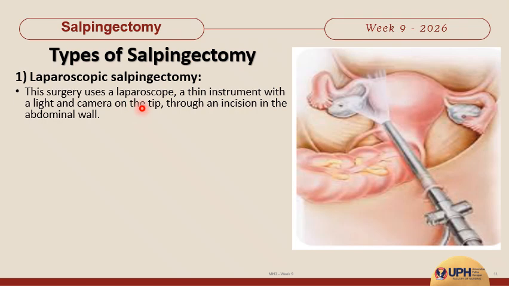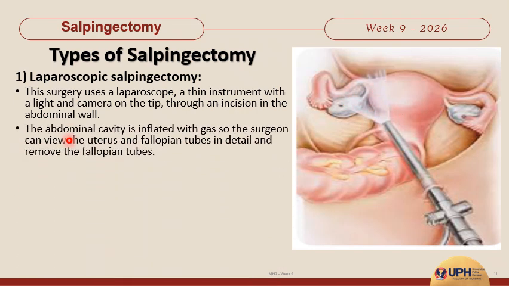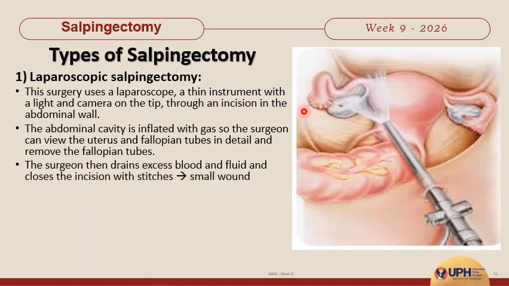So this surgery with laparoscope uses a thin instrument with a light and camera on the tip. The incision will then be made for the laparoscope. Then we will inflate it. So the operator, the surgeon, the OBGYN, will inflate the cavity to then be able to see the uterus, and then remove the fallopian tubes on both sides if it's bilateral, and on one side if it's unilateral. Then we drain the excess blood and fluid and close the incision using stitches.